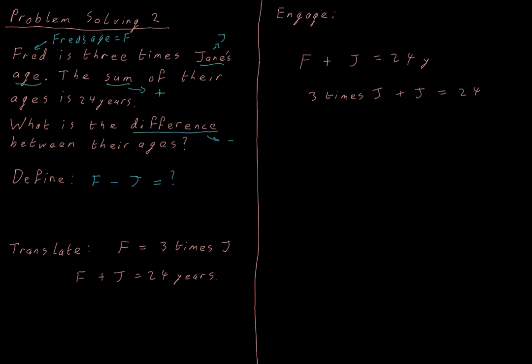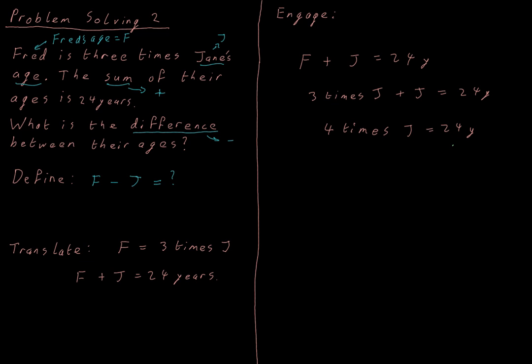Now I have 3 times Jane's age plus Jane's age is 24. So that means in total I have 4 times Jane's age. If I have 3 of something and another of it, I have 4 times Jane's age is going to be 24 years. So then I have to ask myself a question. What number multiplied by 4 would give me 24?